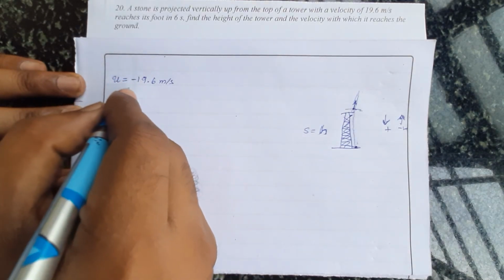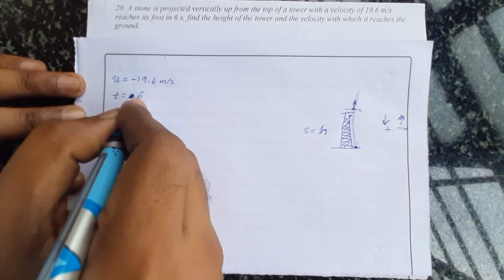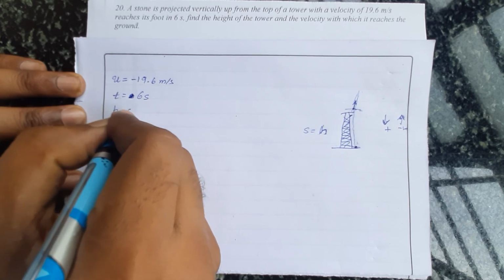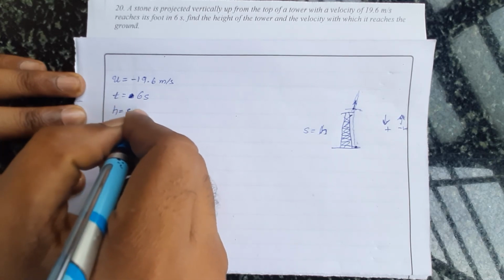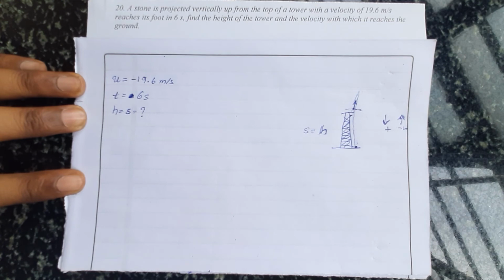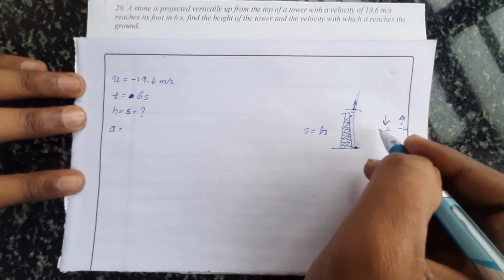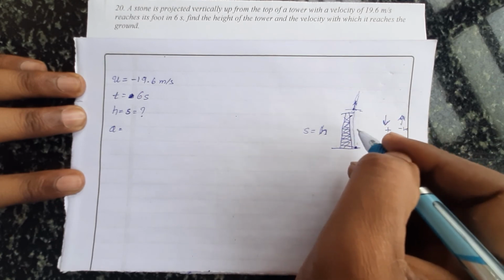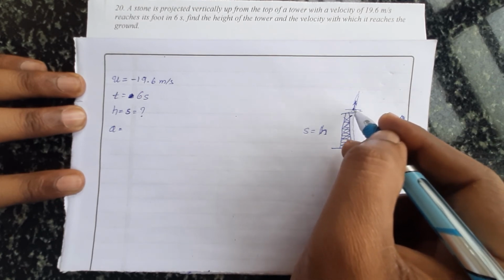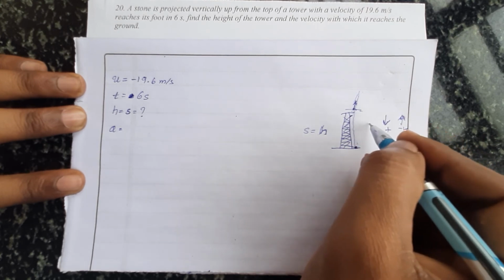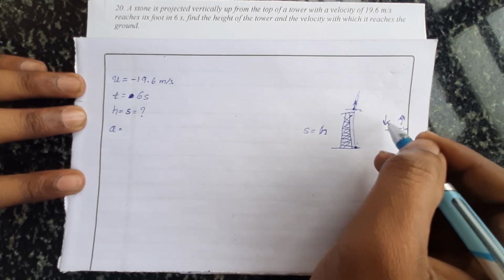So the time taken is 6 seconds. If we find the displacement, that will give us the height. So s is equal to h, which is the unknown. What about the acceleration of the motion? Acceleration of the motion is always downwards, okay? So because acceleration is downwards, it is positive, plus g downwards, right?